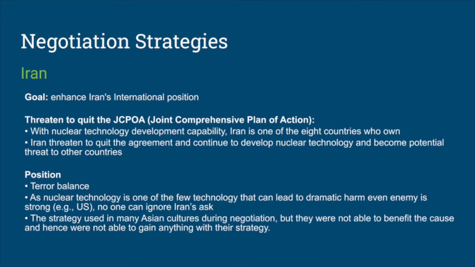The strategy for Iran was to enhance Iran's international position. They threatened to quit the Joint Comprehensive Plan of Action with nuclear technology development capability. They would be one of the more powerful countries. So they threatened to quit the agreement and continue to develop nuclear technology, potentially having the right to choose if they wanted to weaponize. This position gave them power in terms of providing terror, and nuclear technology put them at the level of the other countries that held nuclear weaponized technology. This is a strategy used in Asian cultures, which are more collective: if they're not able to benefit, then others are not able to benefit either.